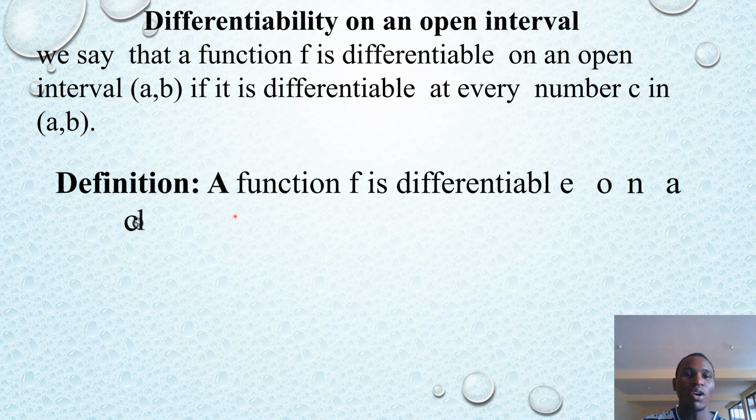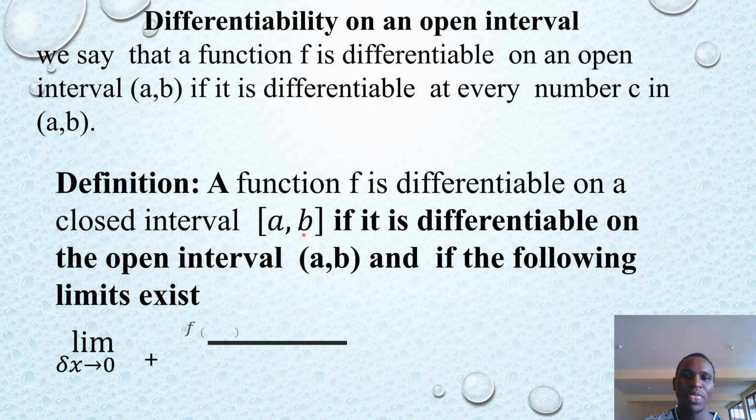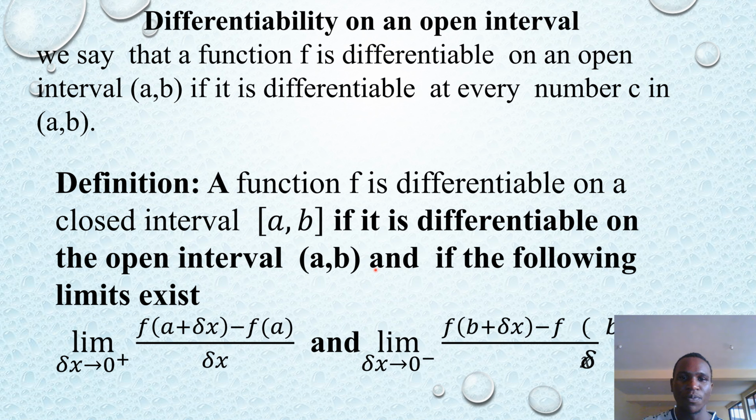Then now, when we talk of differentiability in a closed interval, there are conditions that must be followed. The function is differentiable on a closed interval [a, b] if it is differentiable on the open interval (a, b). That's the first condition, and also this limit exists. The limit as delta x tends to 0 from the right. When we take 0 positive, it means 0 from the right, something greater than 0 but not far from 0. That's the meaning. So this is a right derivative.